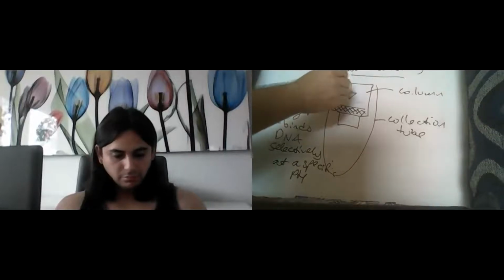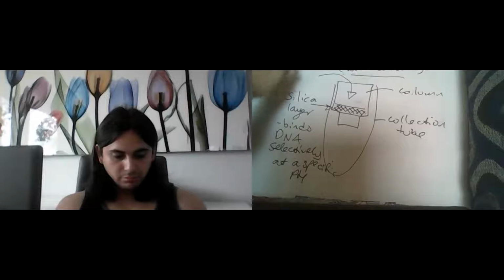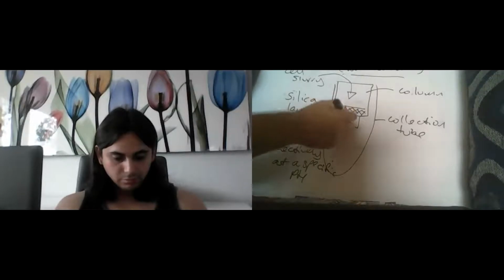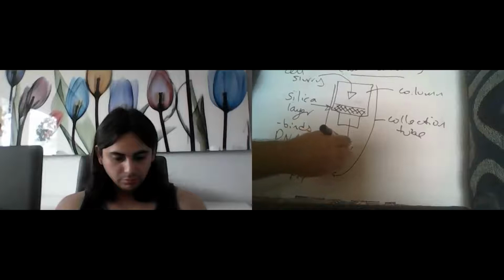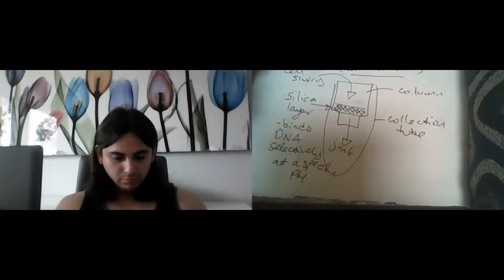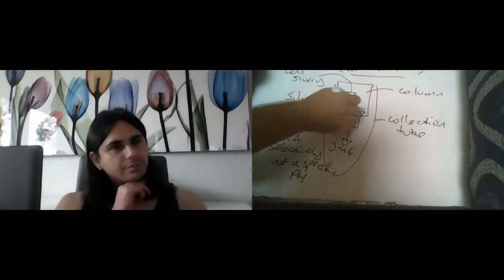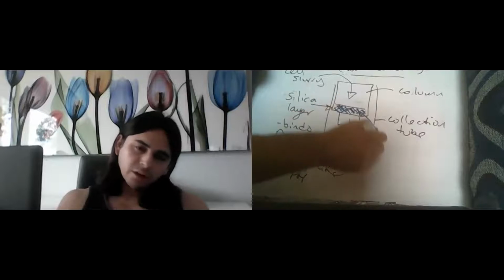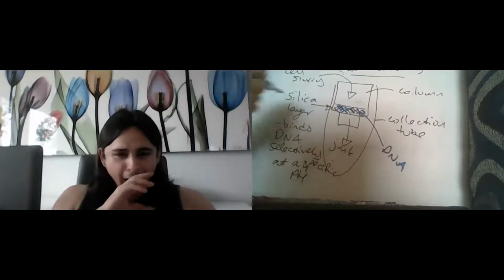You put your cell slurry in here, you spin it in a centrifuge, that will result in all of the stuff you don't want, also known as junk, ending up in the bottom, and then your DNA stays stuck to the filter.